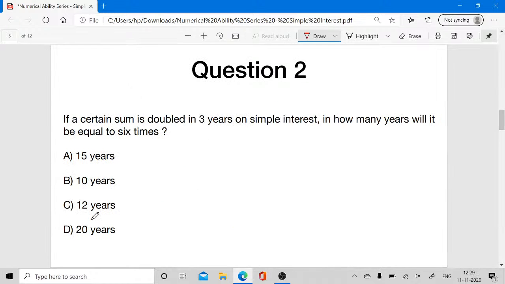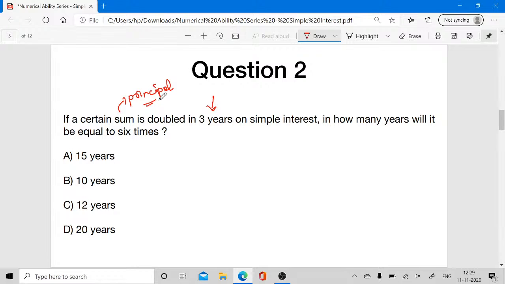If a certain sum is doubled in 3 years, okay, एक certain sum है, sum का मतलब है principal. Always do have this in mind. Sum is not something else. Okay, sum and principal are always the same.